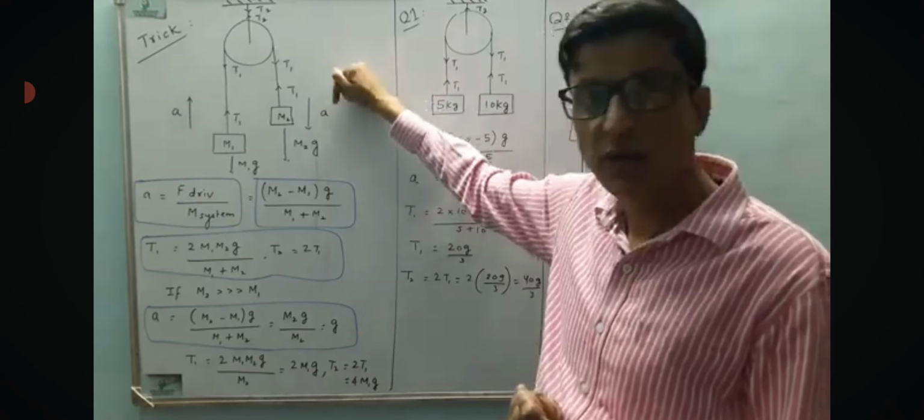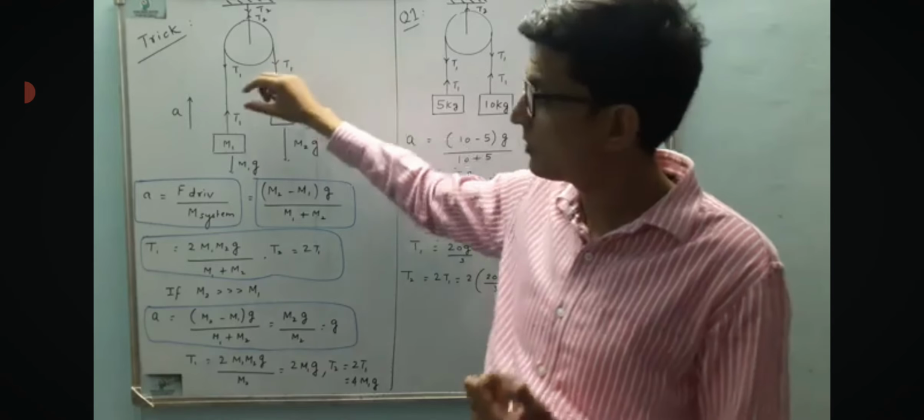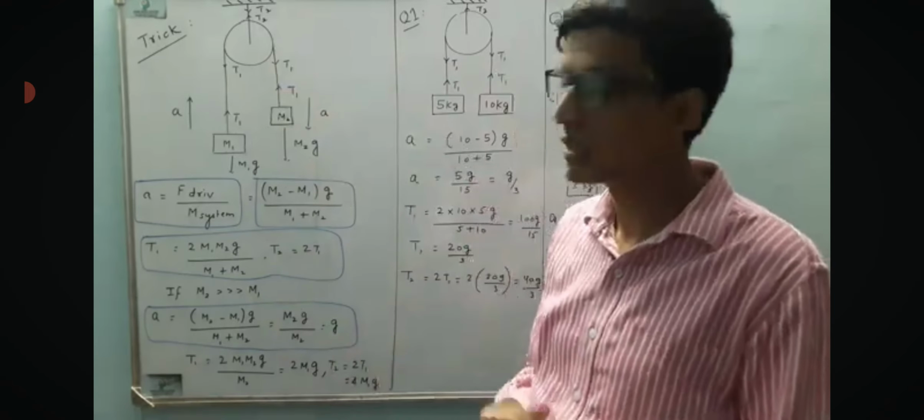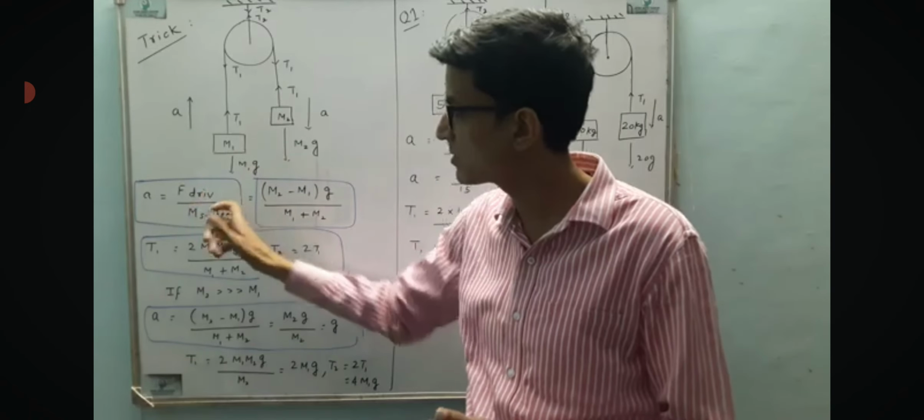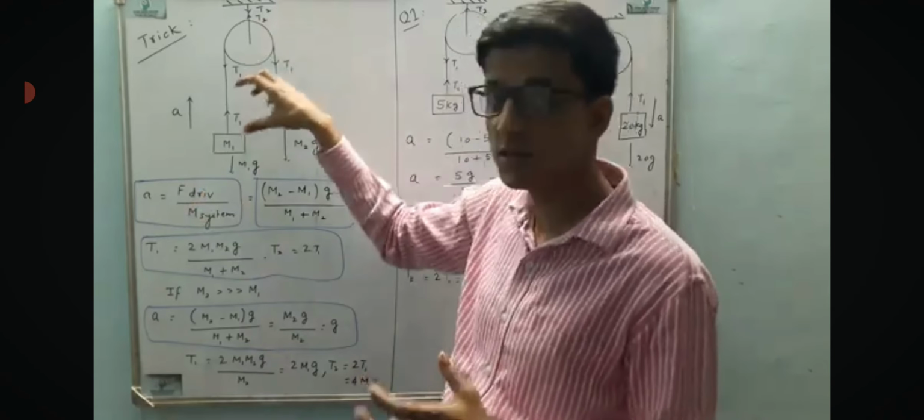I assume that m2 is heavier than m1, so m2 will move in vertically downward direction and m1 will move in vertically upward direction. The trick is that acceleration is driving force upon mass of system, because these two masses will move together.